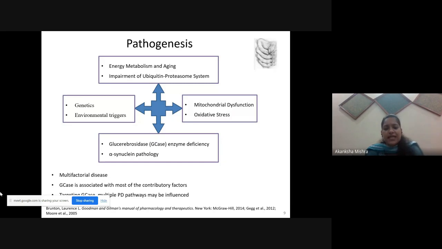Apart from that, there are some enzymes also involved. Glucocerebrosidase, that is a lysosomal enzyme. So this is also an important factor for PD pathogenesis. And then alpha-synuclein pathology. Alpha-synuclein also causes mitochondrial dysfunction. Apart from that, it is an important part of Lewy bodies, which are found in the brains of PD patients. So all these factors are responsible for PD, and by targeting any of these factors or any of the linked pathways, neurorestoration may be achieved. So multiple pathways are being targeted these days, and efforts are ramping up to find the cure.